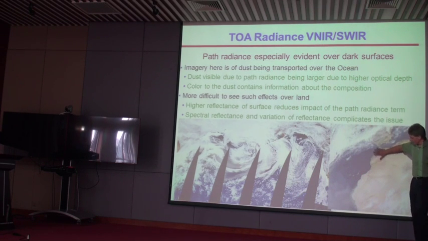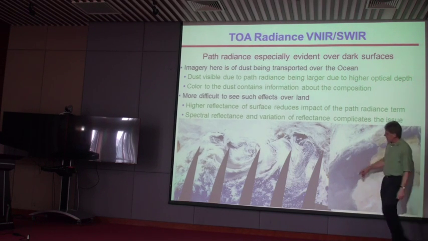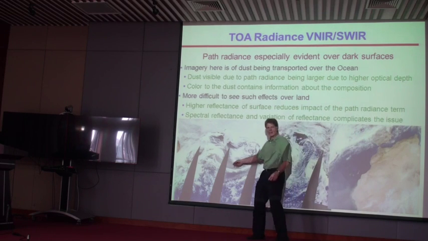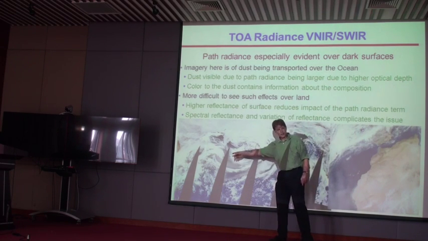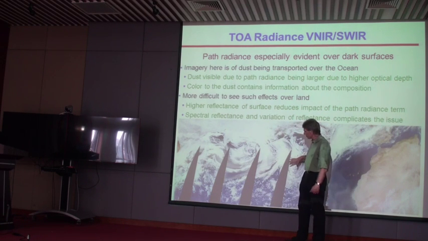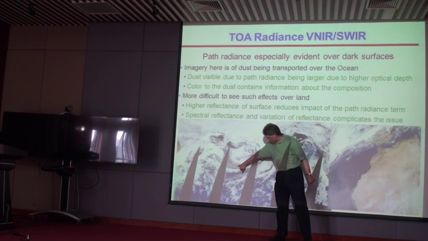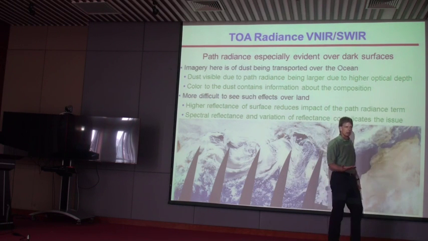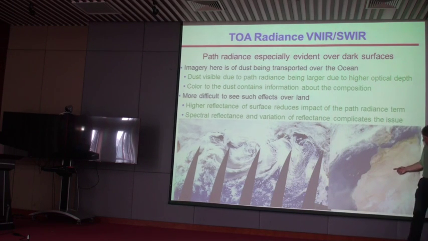This right-hand image is a different image. This is Africa. So this is coming off of, I think, the Gobi Desert. And so it's the yellow sand dust storms that tend to happen and then make their way across the ocean. But you can see it because you have a dark surface. If you do not have a dark surface, it becomes much more difficult to see that atmospheric effect.